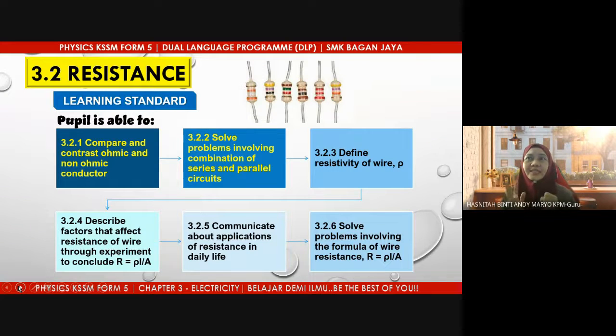In this topic, resistance, altogether there are 6 learning standards which you have to master very well. For today's lesson, I will cover the first 2 learning standards. The first one is to compare and contrast ohmic and non-ohmic conductors. So what is an ohmic conductor, and what is a non-ohmic conductor? We will see later. Then the second, learning standard 3.2.2, is to solve problems involving combinations of series and parallel circuits.